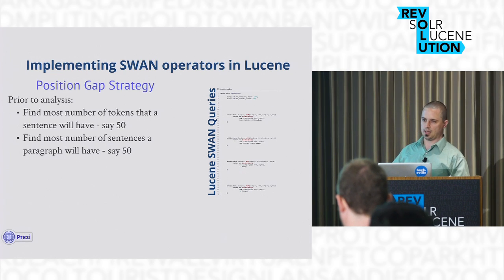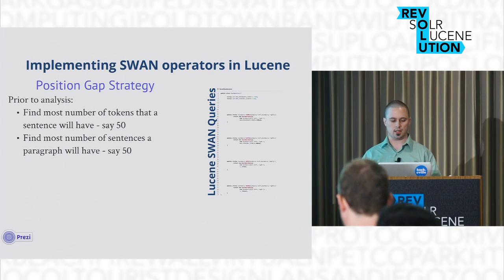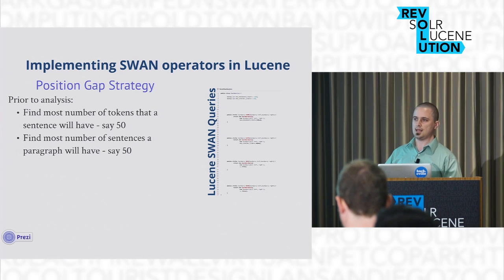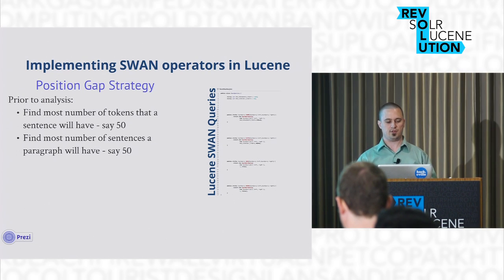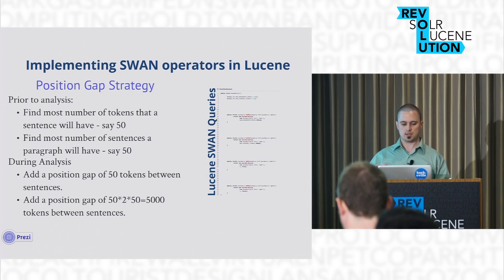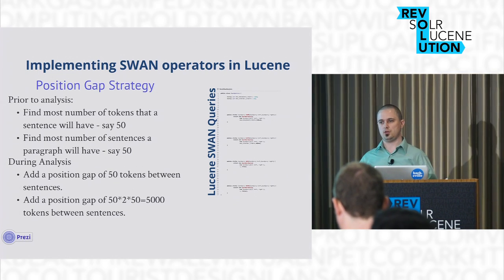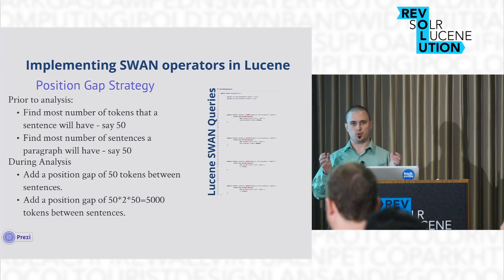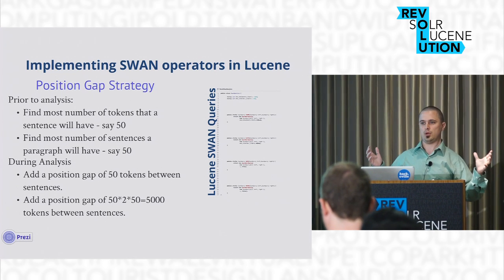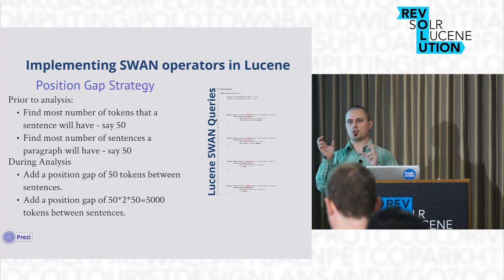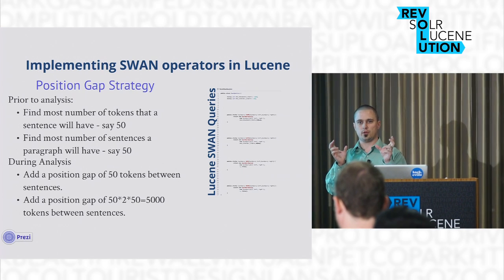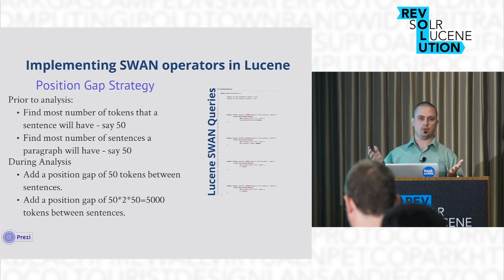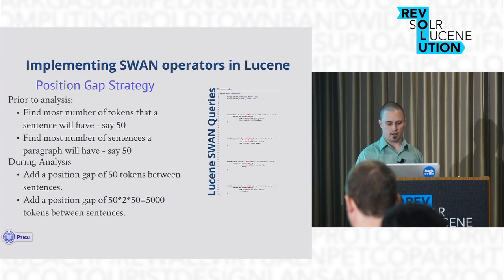You also need to figure out, on average, maybe 90th percentile level, how many sentences are going to be in a paragraph. In both of these cases, just to be simple, we'll use an example of 50. Then, during analysis, whenever you get text into the analysis process, you need to add a position gap so that we have a little spacing between sentences and a lot of spacing between paragraphs. What that allows us to do is search near for two matches near one another. But if we say a number that is no larger than a sentence can be, then we know that we don't have to do any extra work. And similarly for a paragraph.